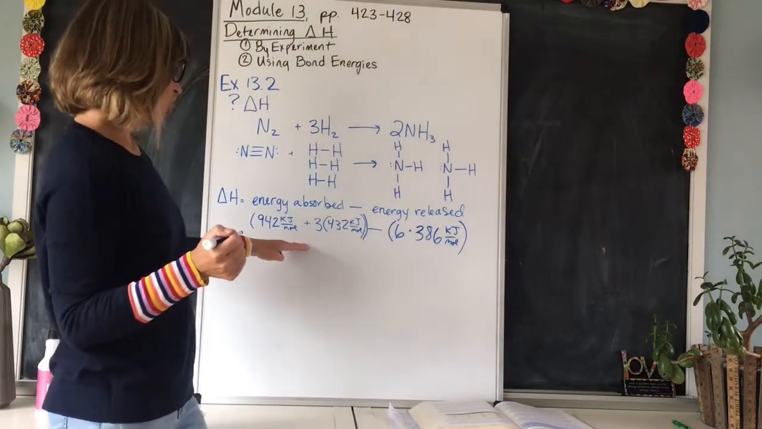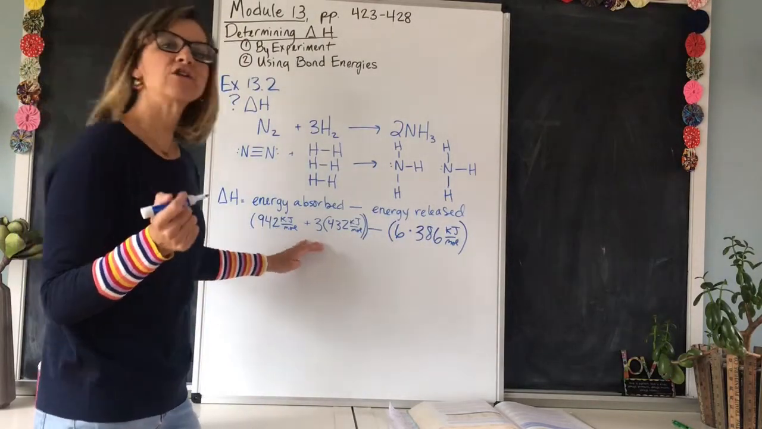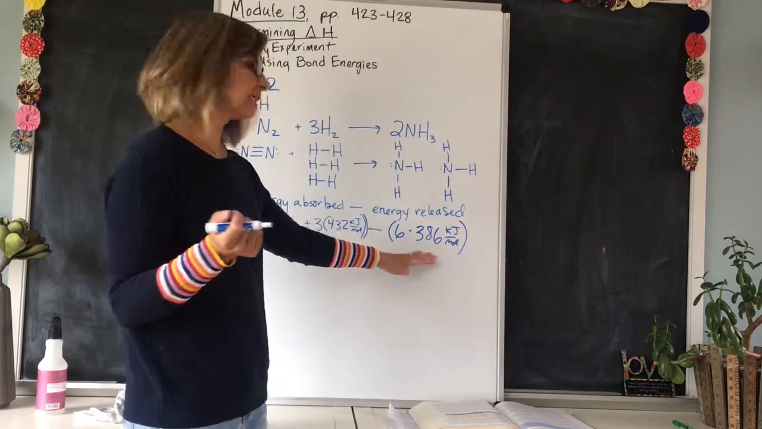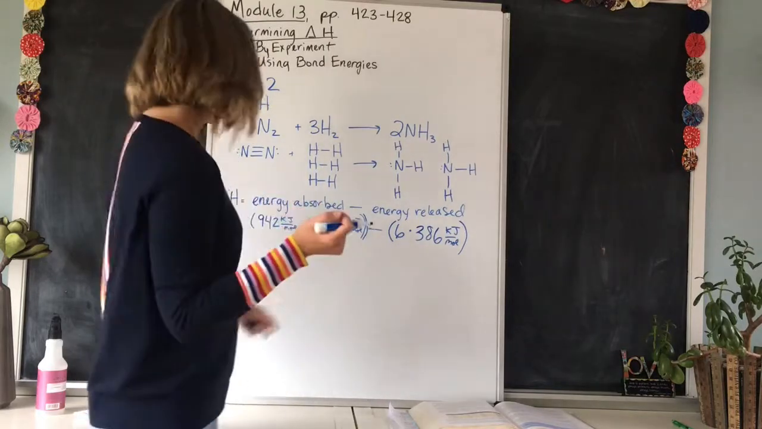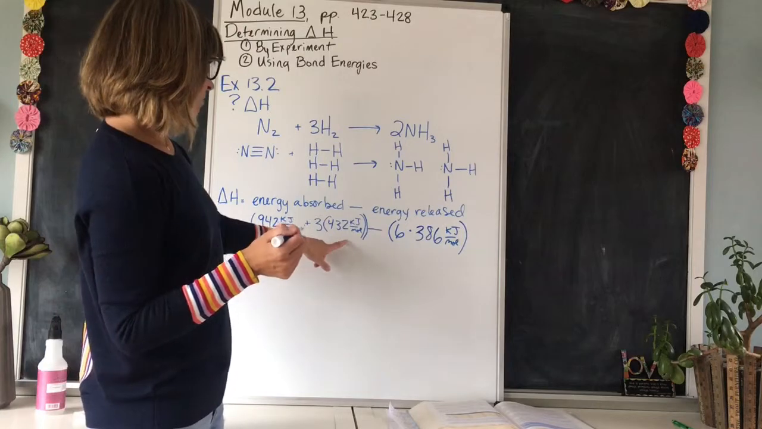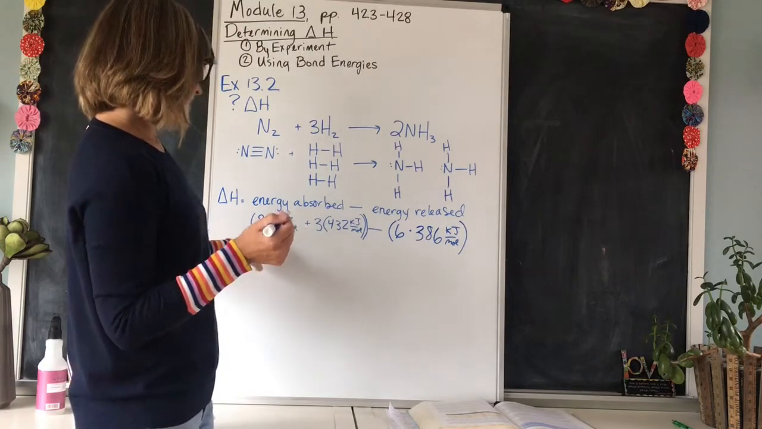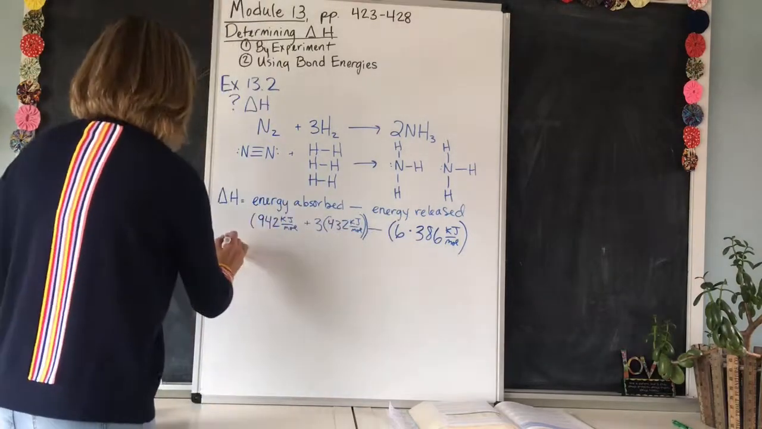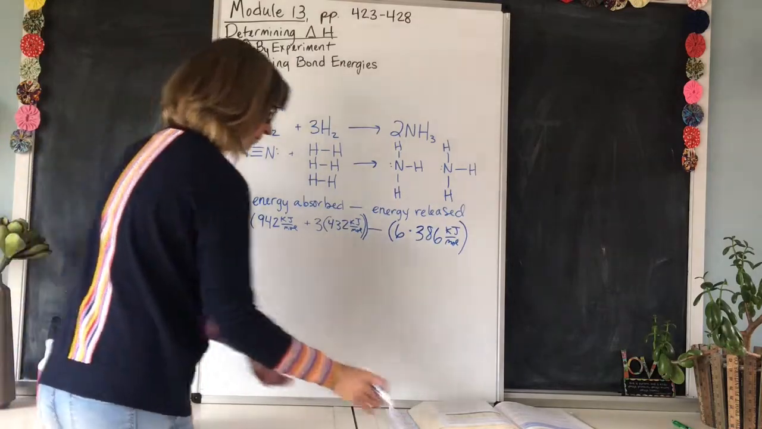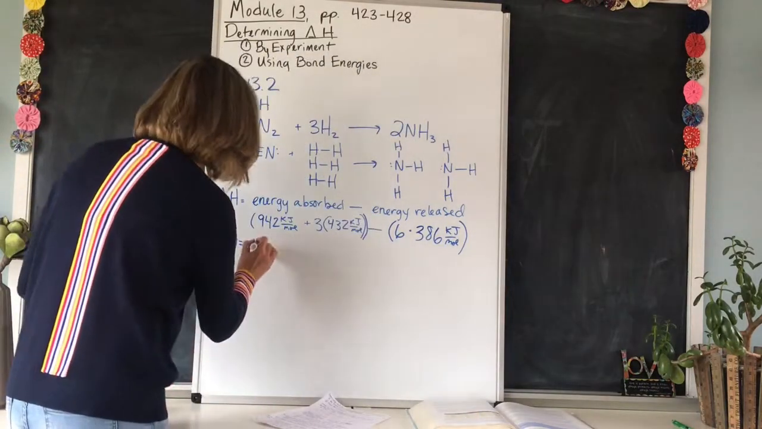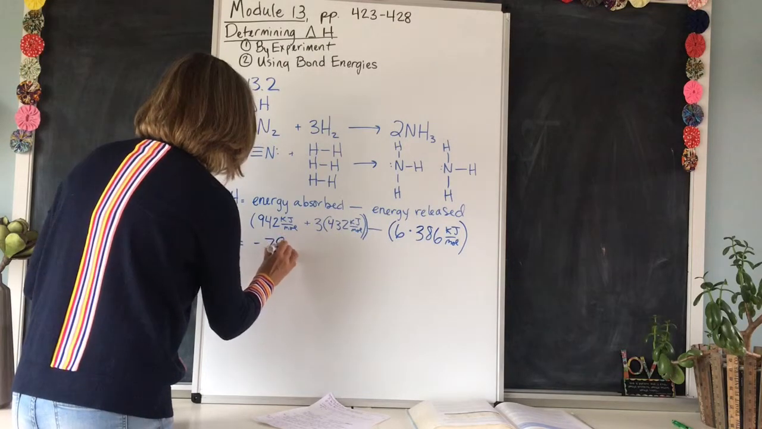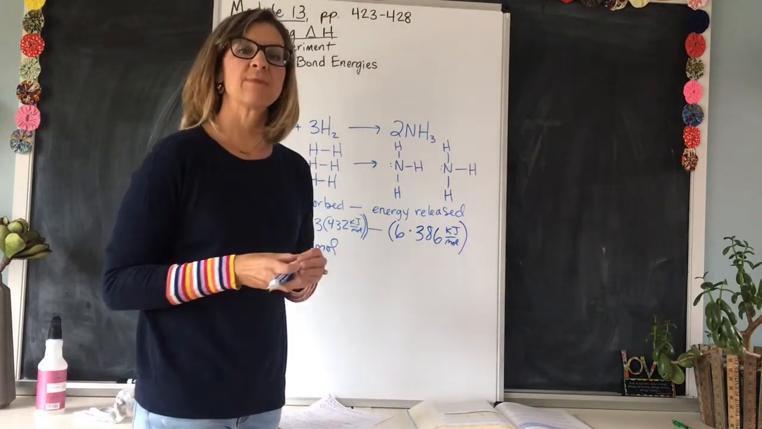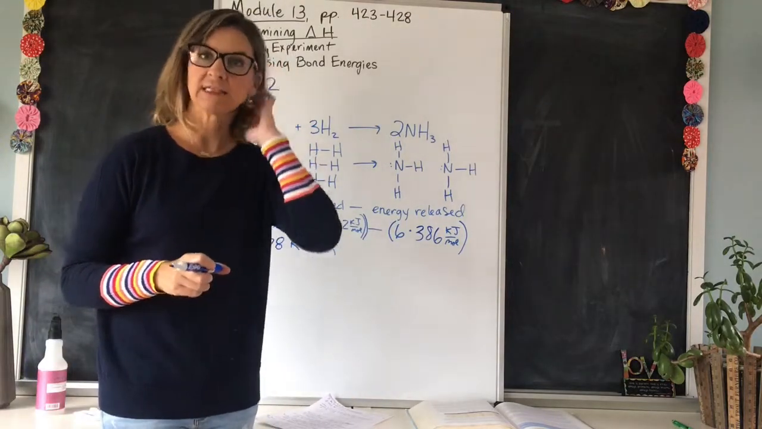So we've put in the bond energies for the reactants over here for energy absorbed, and we've put in the bond energies for the products, the energy released, and now it's just a matter of putting this into your calculators. You would do 3 times 432 and add it to 942, and then take that total minus 6 times 386, and you would get a change in enthalpy of negative 78 kilojoules per mole. So that is how you use the table of bond energies to calculate delta H.